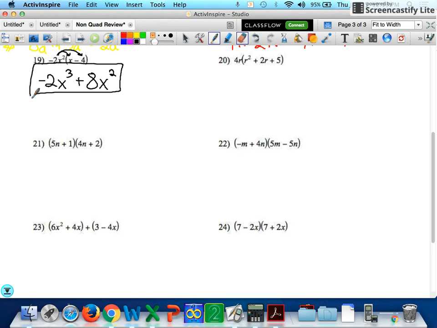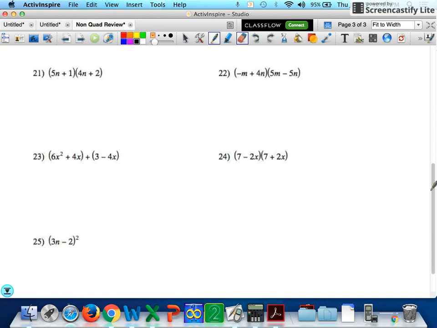20 is a bit harder. It's still a number and a variable, but we've got to distribute it 3 times because this is a trinomial. Trinomial meaning 3 distinct pieces separated by addition or subtraction. 4r times r squared, well, it's just a 4r, but this is cubed. R times r squared is r cubed. It bumps the power up 1. 4r times 2r, well, there's some numbers we have to multiply to get 8. R times r is r squared. Our final multiplication results in 20r. Okay?